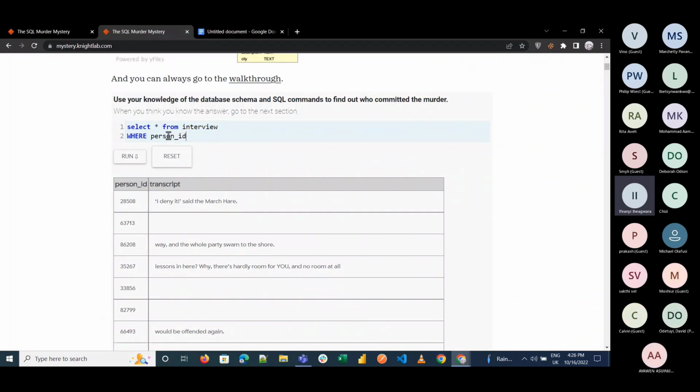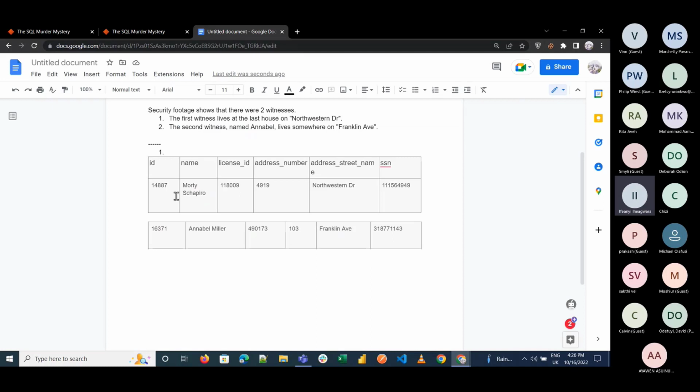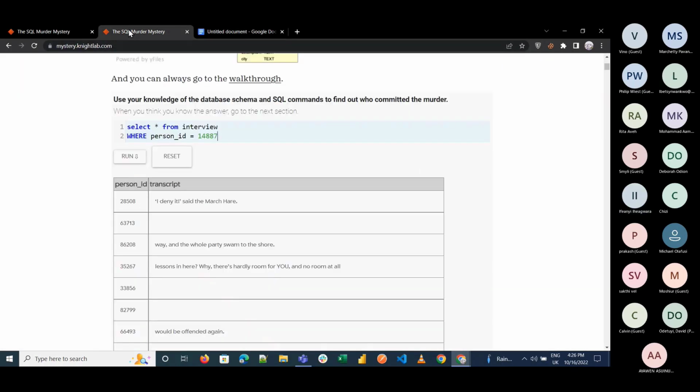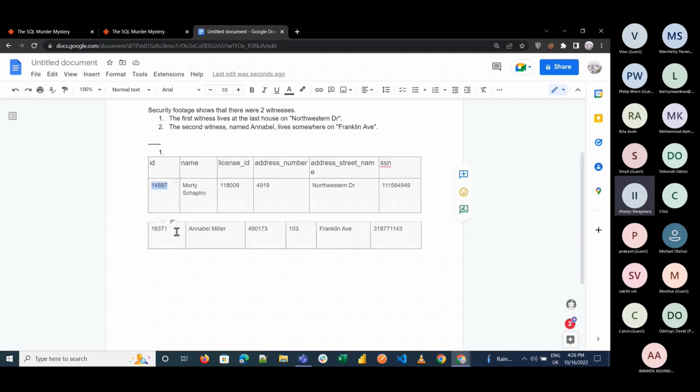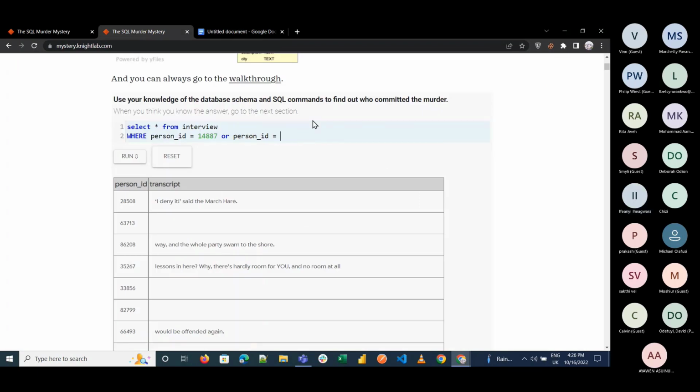We're going to put in the ID number of both our witnesses. The first ID number is this one for Morty. We also want the ID number of Annabelle. So let's find out what Morty and Annabelle had to tell the police. Let's do this and run it.